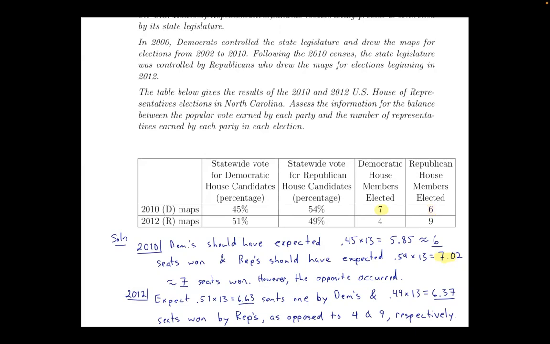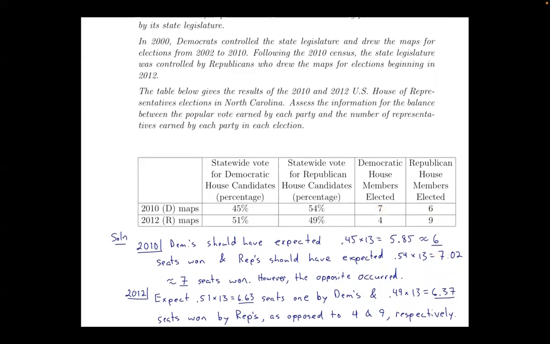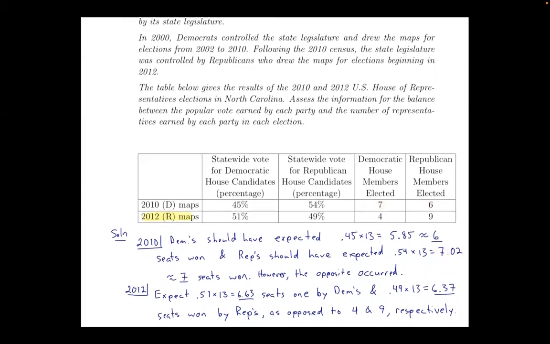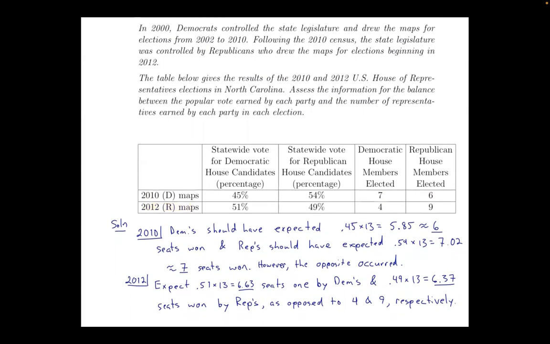Now let's go on and see the way this might have swung in the other direction, because of course, as we read in 2010, the Republicans drew the maps beginning in 2012 and onward for elections, and then they had an election in 2012 on their Republican drawn maps. So what happened in 2012? Well, we see that Democrats won 51% of the vote statewide.